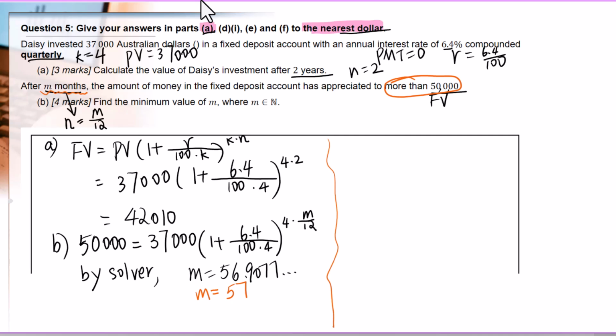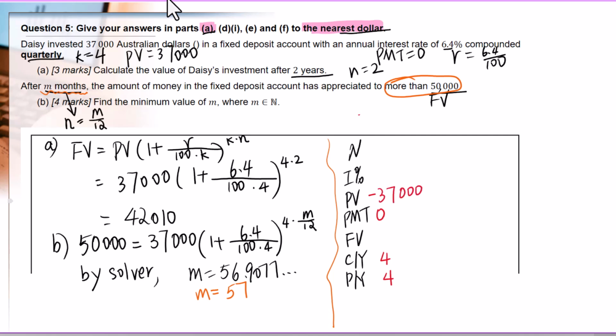Now I will show you how to use Finance Solver to work out questions A and B. For A, since the PMT equals 0, CY equals PY, both equal 4. Future value is something we are looking for. PMT is 0. Present value is negative $37,000. 6.4 for interest. This N is 2 times 4 equals 8.